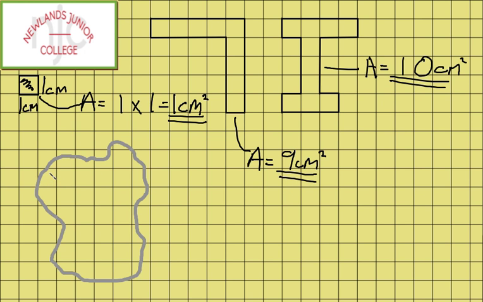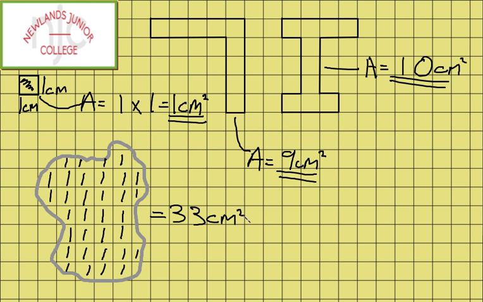So this box here, for example, you would count that. So there'd be 1, 2, that one's close, but I think there's just more than half, so that's 3, 4, 5, 6, 7, 8, 9, 10, 11, 12, 13, 14, 15, 16, 17, 18, 19, 20, 21, 22, 23, 24, 25, 26, 27, 28, 29, 30, 31, 32, 33. So an estimate of the area of our island is 33 square centimetres.